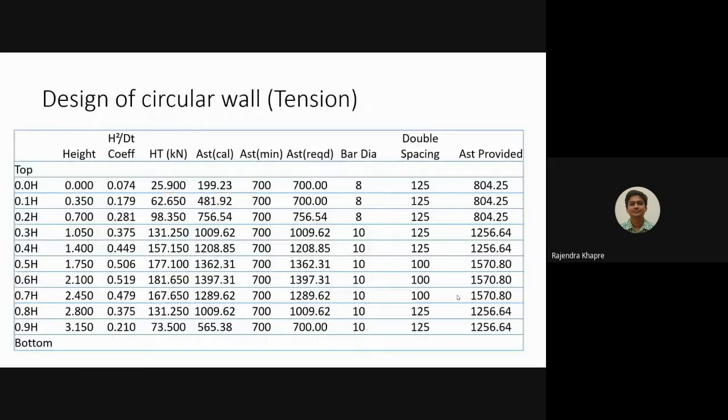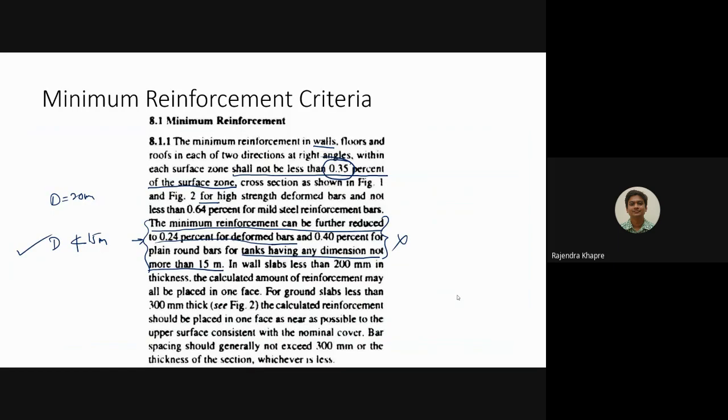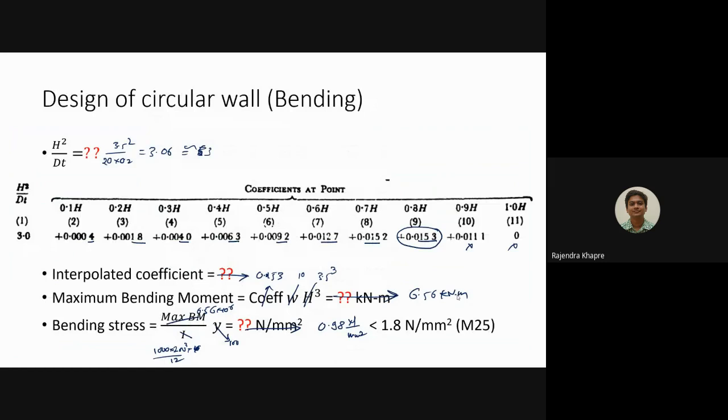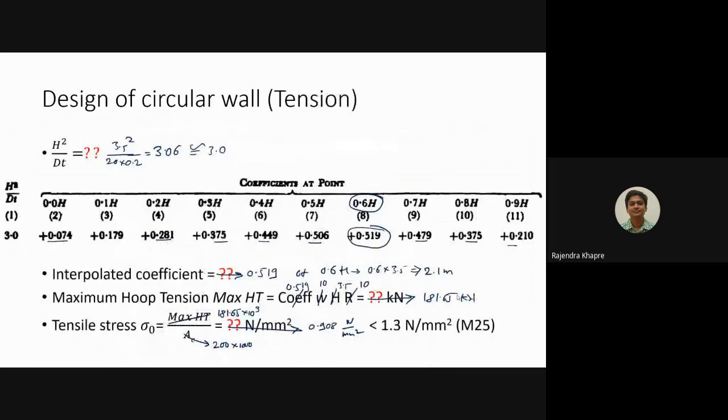Okay, now you see this particular wall will be subjected to very high tensile stresses, because the height of the wall is roughly 3.5 meters. So we have seen the AST required for the hoop tension. Let me go back for you. The AST required for the hoop tension will be very large, because the maximum hoop tension value is almost 180 kilonewton. It is a very large value.